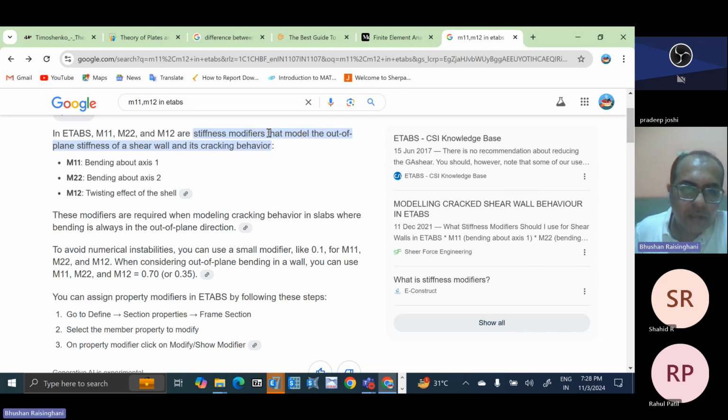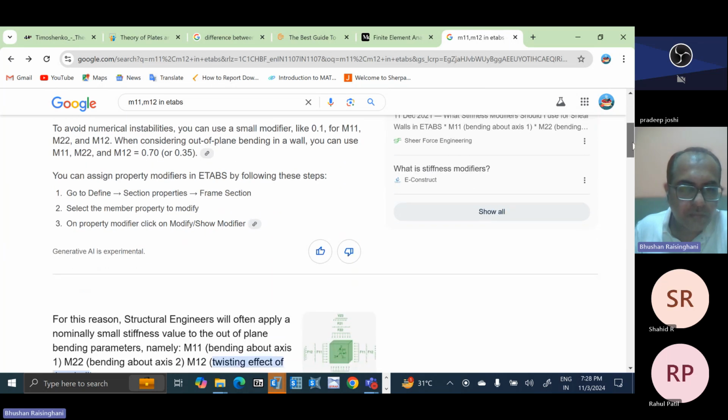That is the stiffness modifiers that model the out of plane stiffness of a shear wall and its cracking behavior. Let's say it is a shear wall or any other thing. It remains: M11 is bending about axis 1, M22 is bending about axis 2, and M12 is the twisting effect of the shell. So M12 is for twisting and two-direction bending. It is critical to understand that M12 is the twisting effect of the shell. This is specific to walls, which we are not yet interested in. We are interested in the floor.